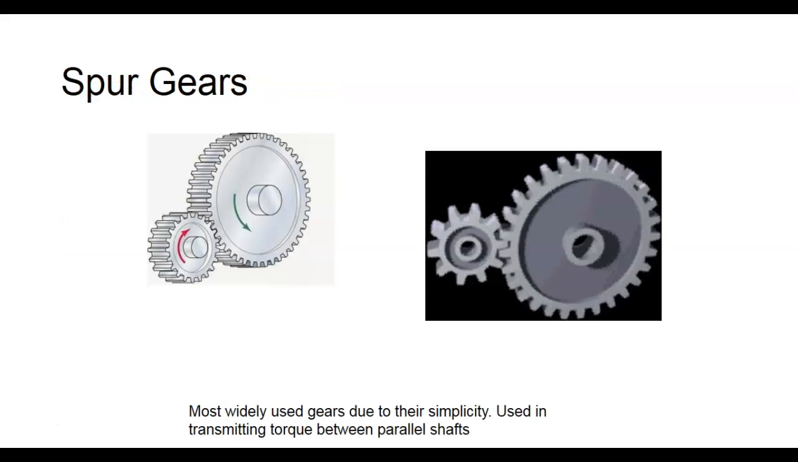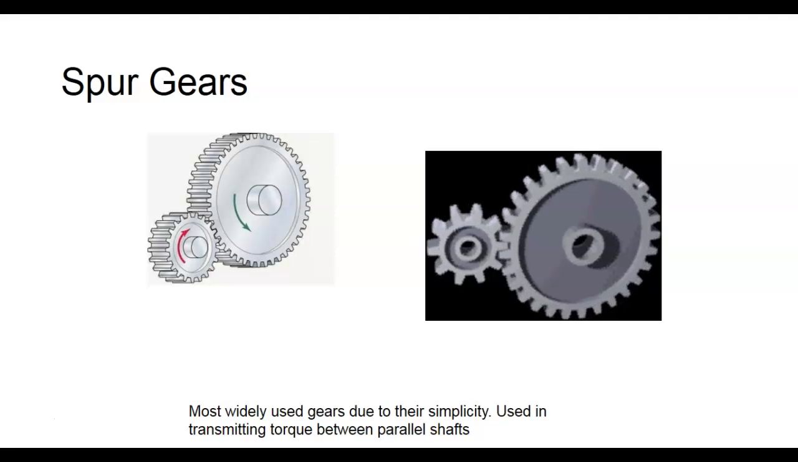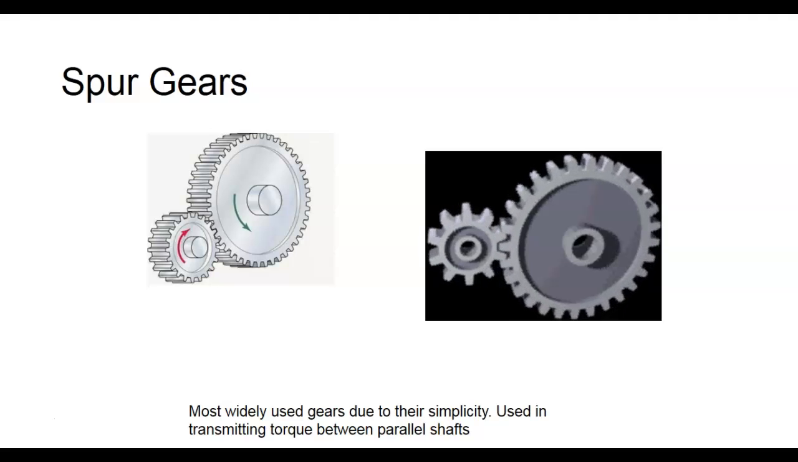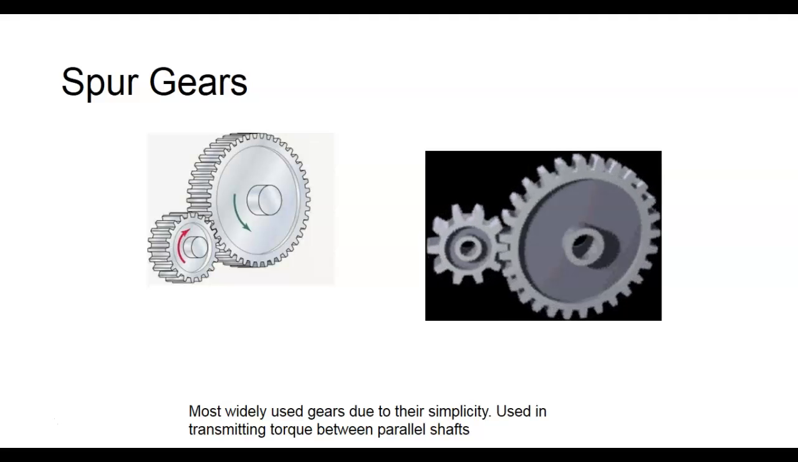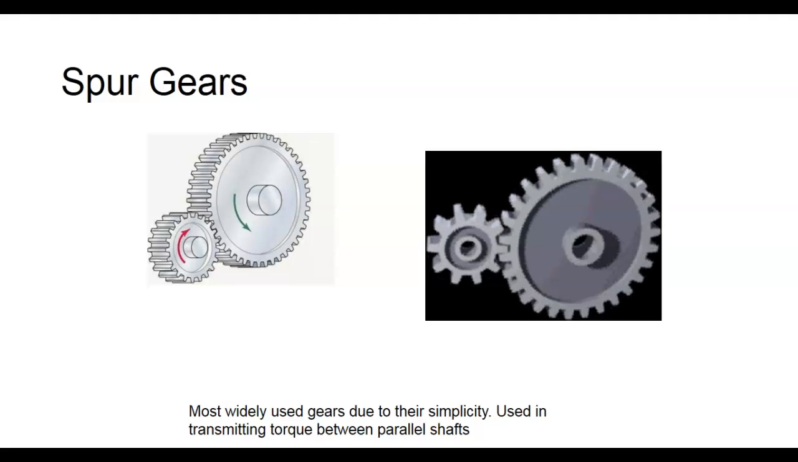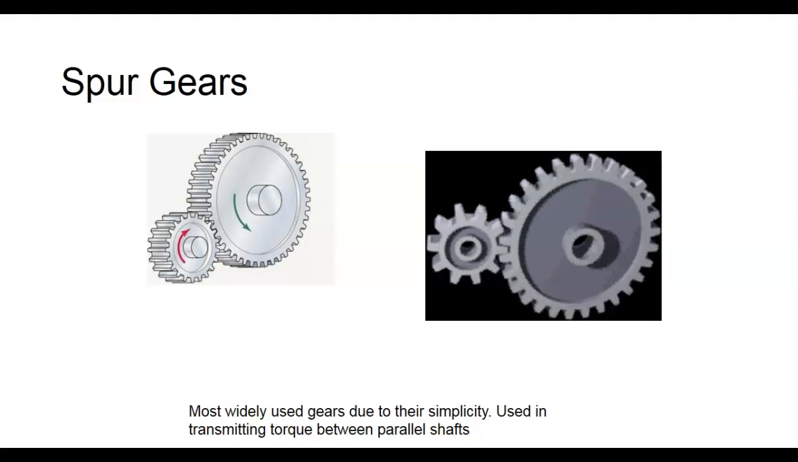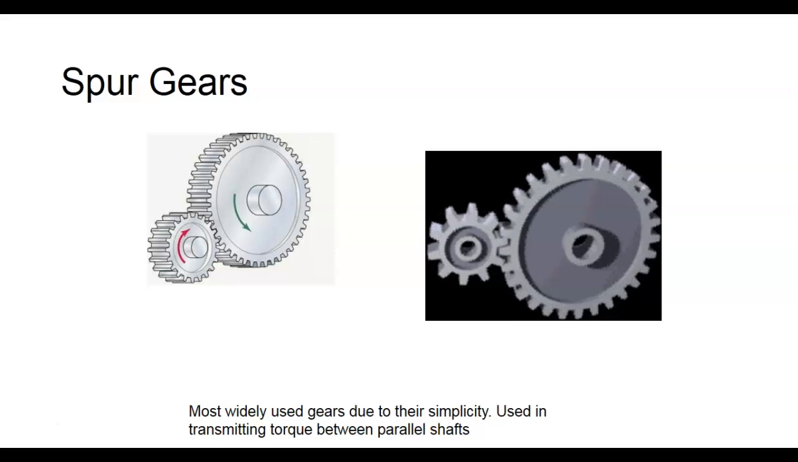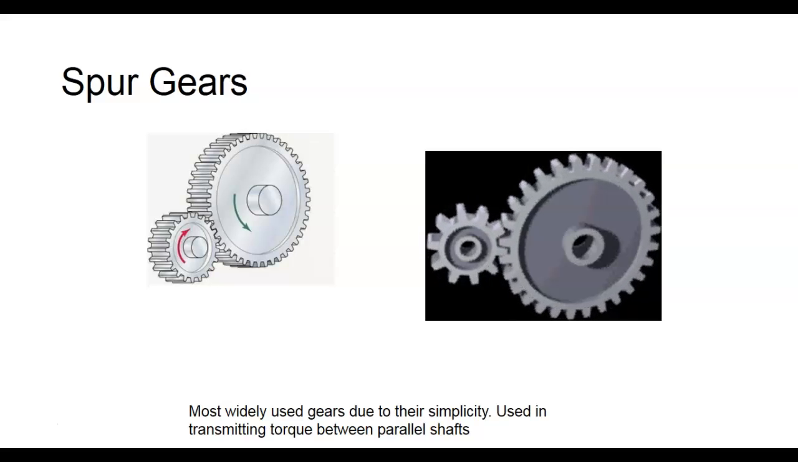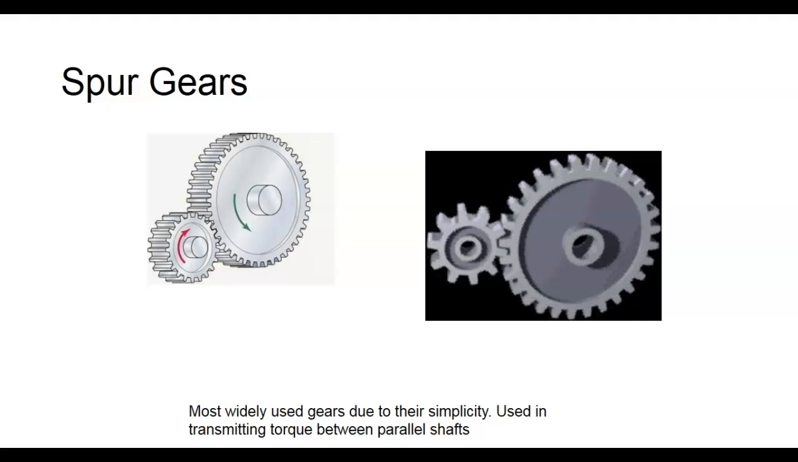So these are different types of gears. So we have what we call a spur gear. This is probably the one that's most out there. It's probably one of the easiest gears to make. These guys will handle a lot of axial load, right? Radial load, depending on how they're mounted. They are the most widely used gears due to their simplicity, used in transmitting torque between parallel shafts.